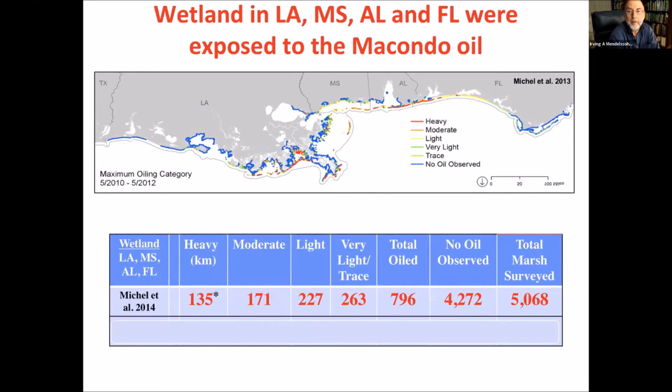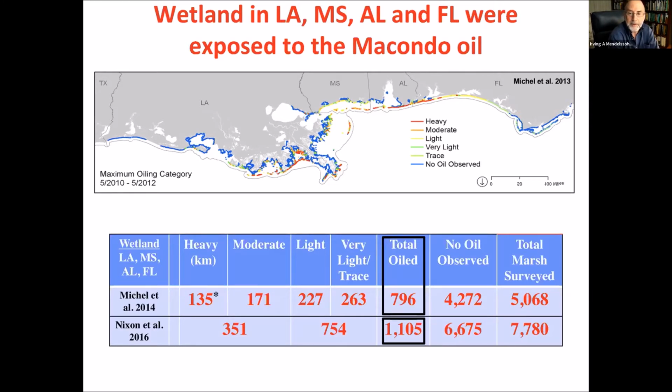Michel et al., based on SCAT data, reported that there were almost 800 kilometers of oiled wetlands, or 16% of the surveyed shorelines that were oiled. And then 2 years later, Nixon et al. published data based on SCAT and also other assessments of oiled shorelines, and estimated a larger amount of oiled wetland shorelines at about 1,100 kilometers. So that's about 17% of the wetland shorelines that they surveyed.